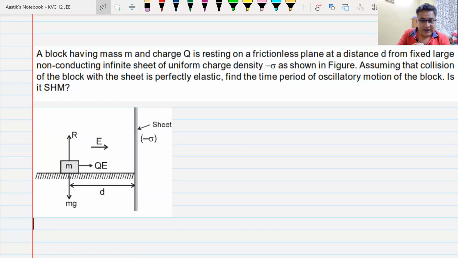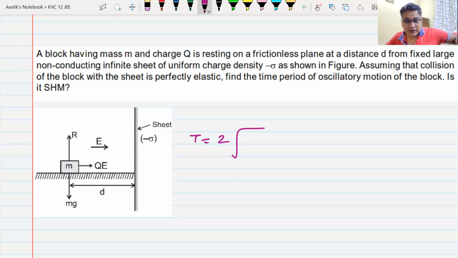What is the answer, my dear friends? I wait. It is already 5:29 and only 30 seconds are left for the class to get over. 29, 28, 27, 26, 25, 24. Root over 2md by QE. Yes, I have an answer. Yes, what is the answer? Time period? I can't hear you. Two times? Two times I can understand. The answer is this one. If you are giving me this answer, then congratulations for not becoming Ghazni and for remaining a normal human being. So well done.